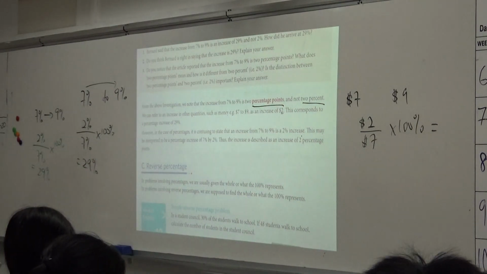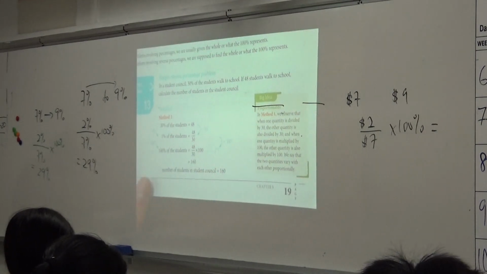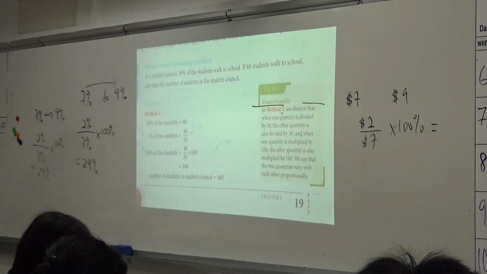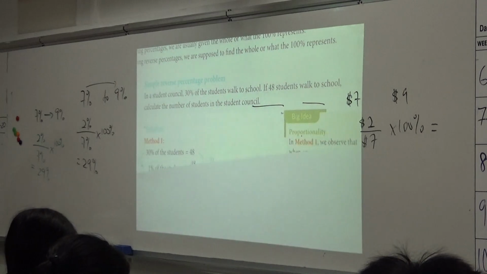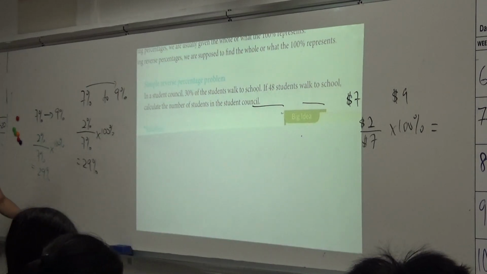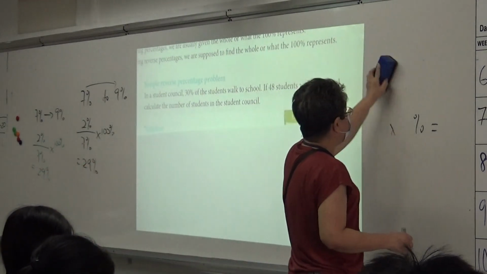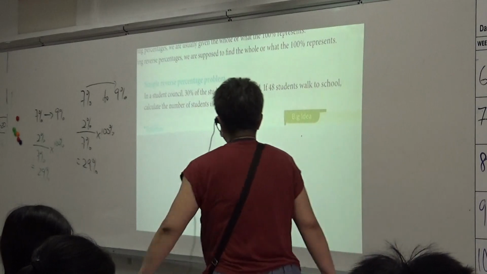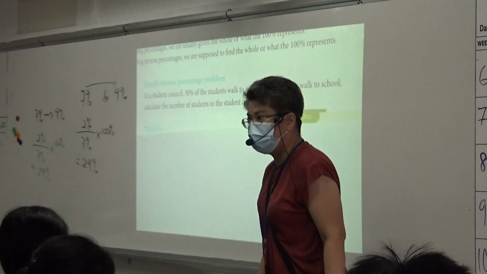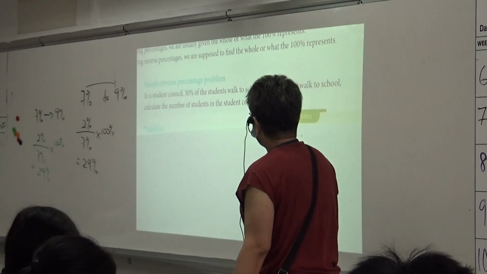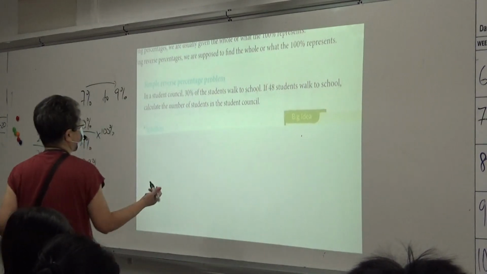Now next, we go on to reverse percentage. That's example 13. This one is important because we must know what percentage corresponds to what number. You cannot just key in anyhow and think that you are right when you are wrong. Now let's take a look at this particular question. In a student council, 30% of the students walk to school. If 48 students walk to school, calculate the total number of students in the student council.